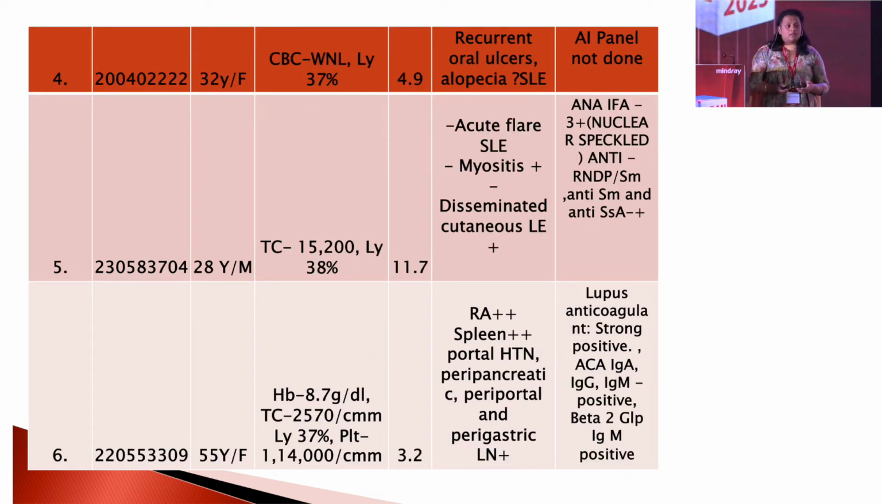But then we had another 3 patients where it was an acute presentation of the autoimmune disease, in the form of recurrent oral ulcers, alopecia, SLE, or rheumatoid arthritis with severe symptoms. So in these cases, the HFC percentage was found to be higher, ranging from 3.2 to as high as 11.7.